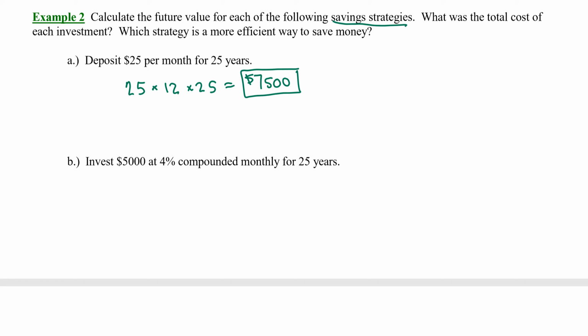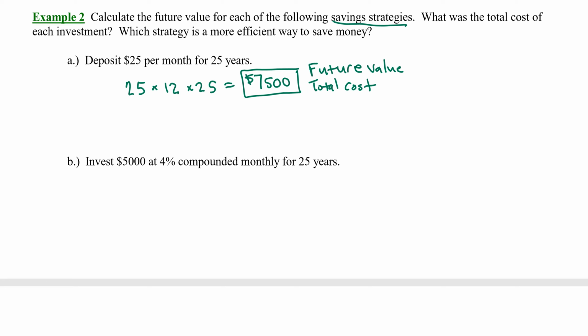Okay. What was the total cost of the investment? Well, I deposited every single bit of that future value, right? The $7,500, we didn't receive anything from interest. So the total cost there is $7,500. This is the future value, and it is also total cost. All of that came out of my pocket, right? Okay, let's compare that to strategy B.